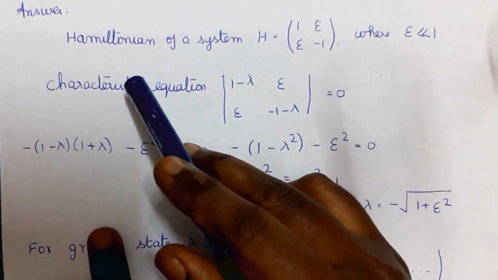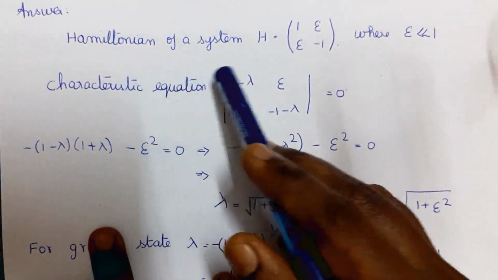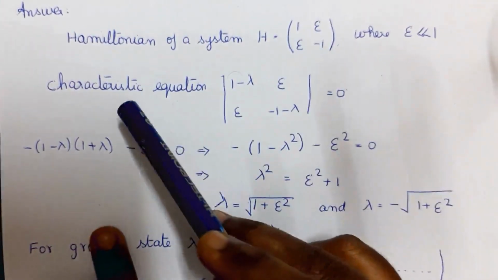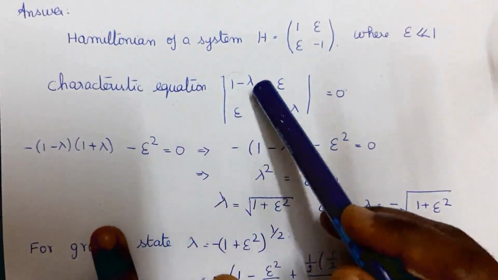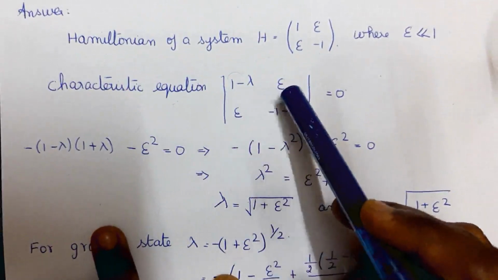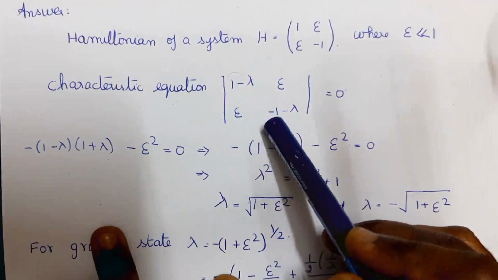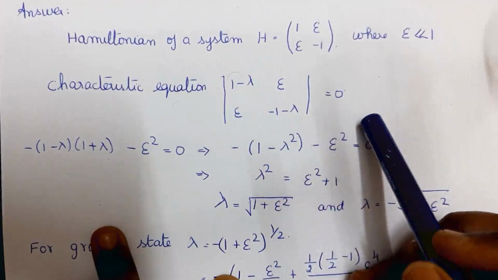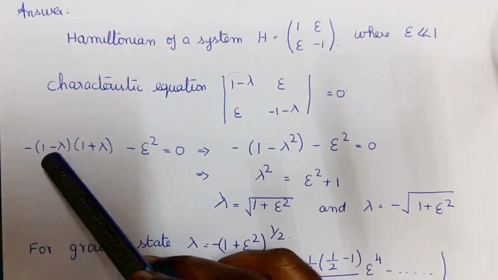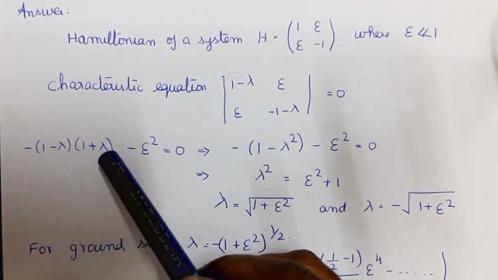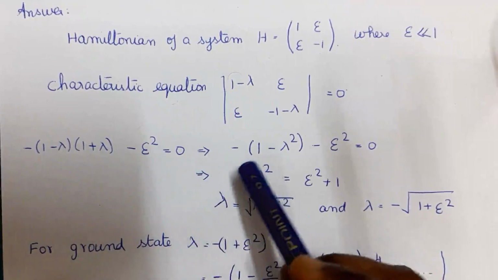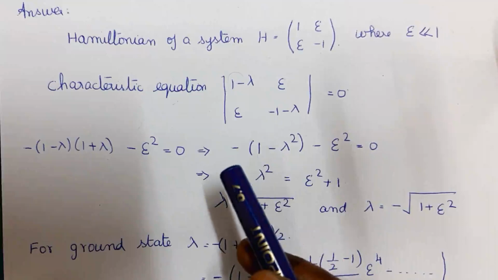First, we will write the given Hamiltonian. Hamiltonian of the system is H is equal to 1 E, E minus 1. Then we will write the characteristic equation, where this lambda will give us the energy eigenvalue. 1 minus lambda, E, E, minus 1 minus lambda is equal to 0. Then by expanding the determinant, we will be getting minus 1 minus lambda into 1 plus lambda minus E square is equal to 0.